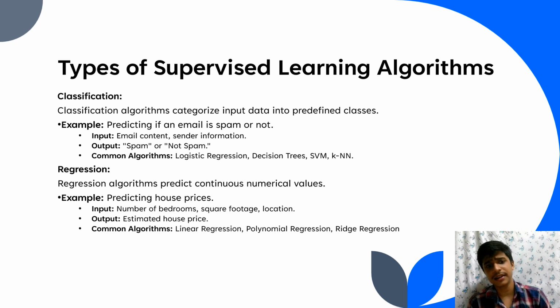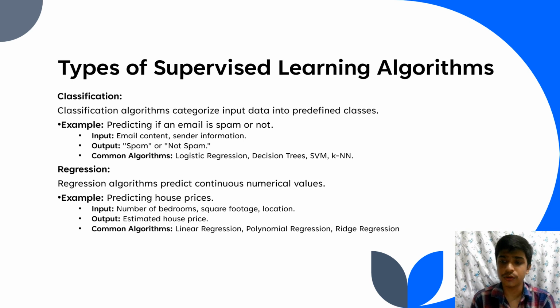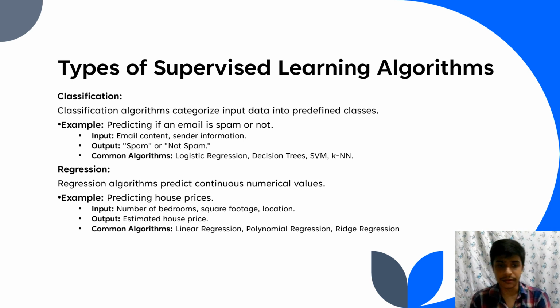This is very important. And regression, in this case, we previously discussed predicting house price. The input, in this case, is the number of bedrooms, square footage, and location. The output is the estimated house price on the basis of this input. So this is the concept of regression. These are the two types of supervised learning algorithm.